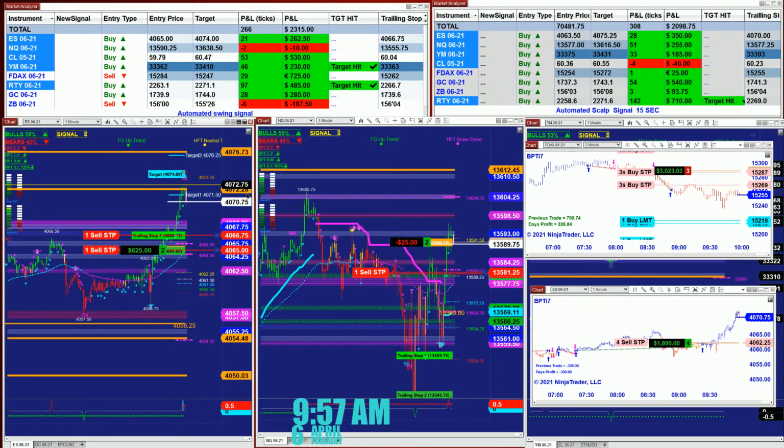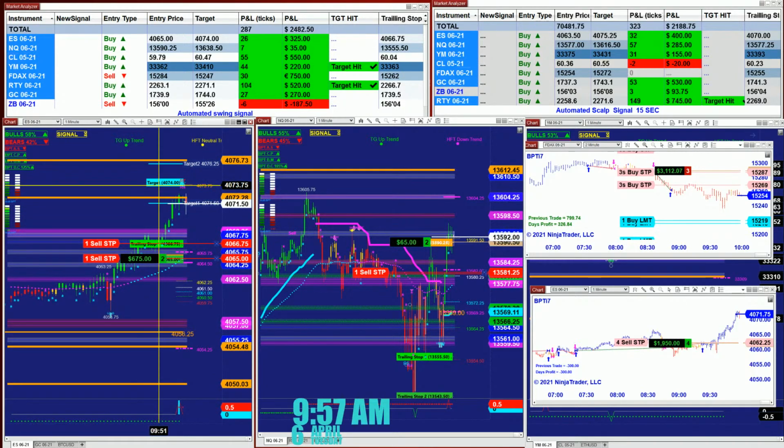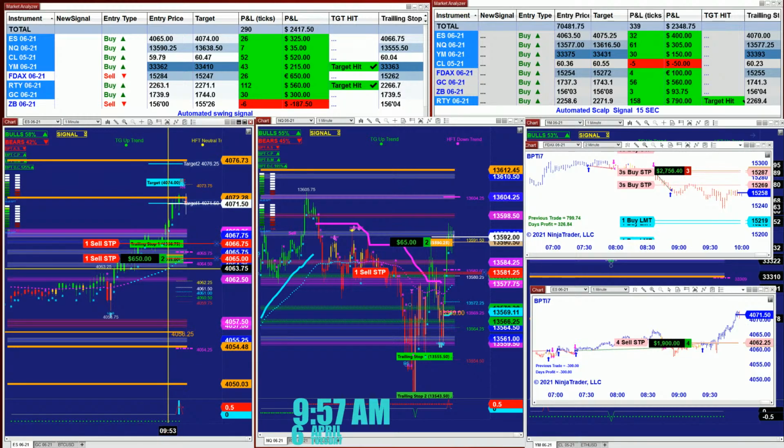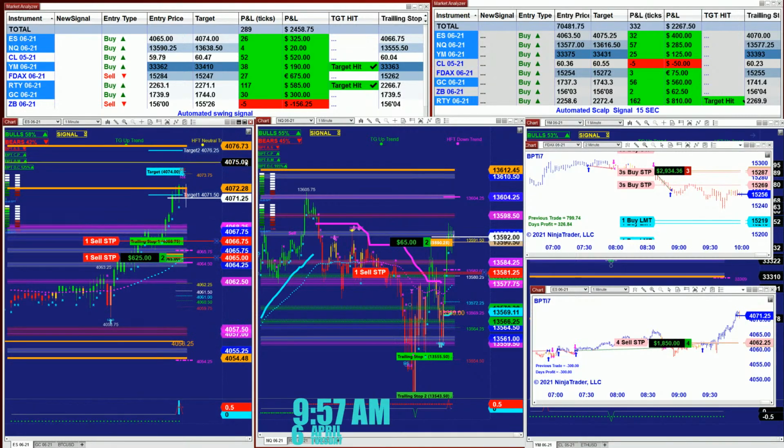It just fired a reversal signal. The target on the ES just hit the 4,065. The entry price was at 4,065. I never thought I could see this number that soon. And the target is 40.74. It is an amazing market, and the target is right there.